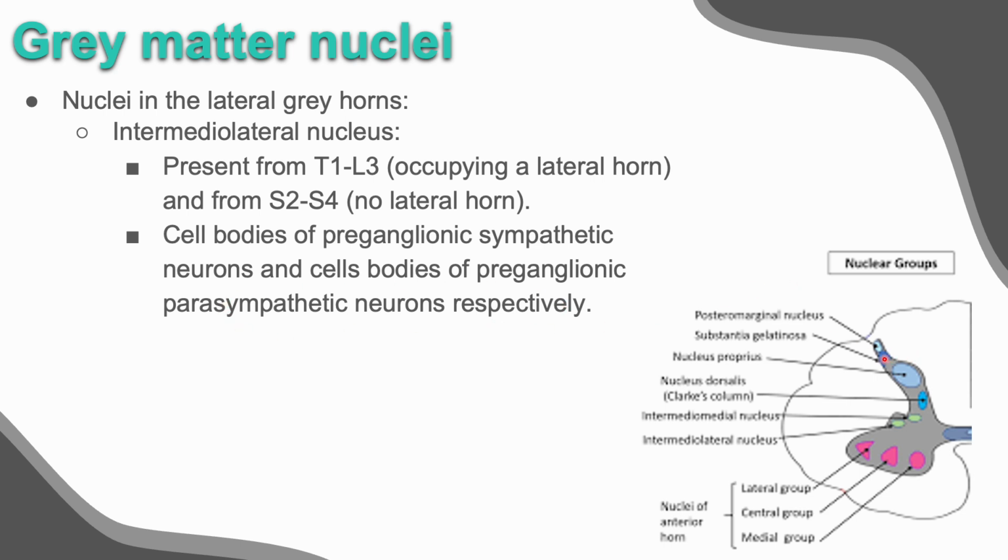So this right here is the substantia gelatinosa. Then we have the nucleus proprius, nucleus dorsalis, and then we have the intermediolateral and intermediomedial nucleus. And these are the nuclei of the anterior horn, which are the medial, central, and lateral groups.